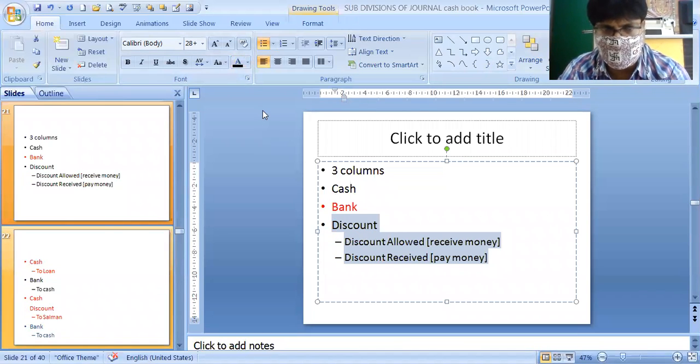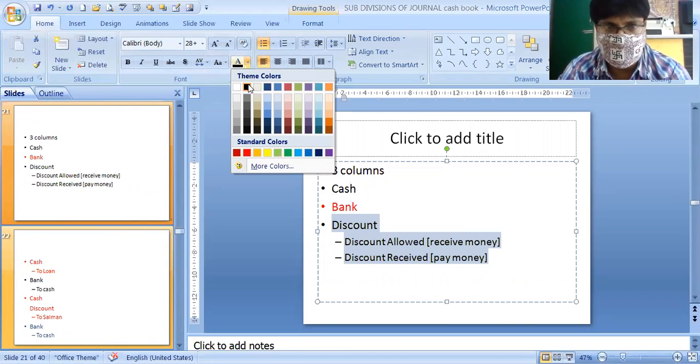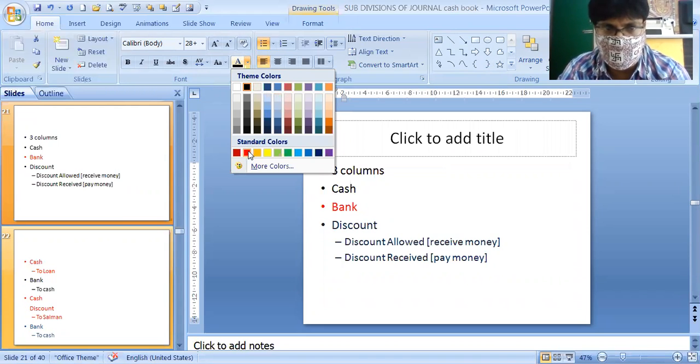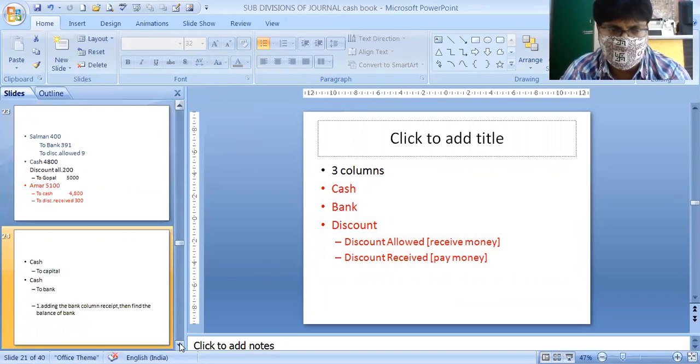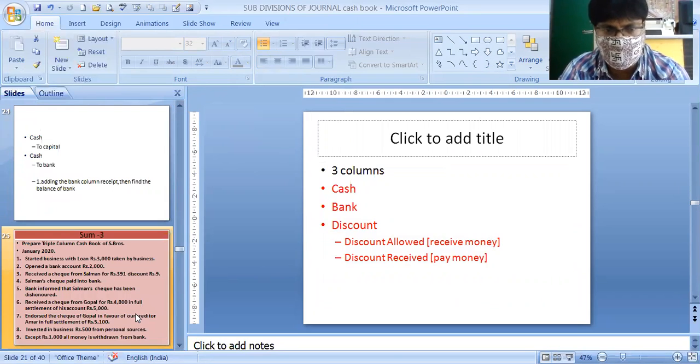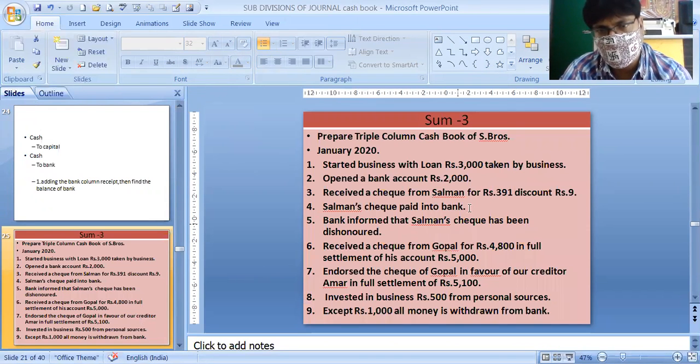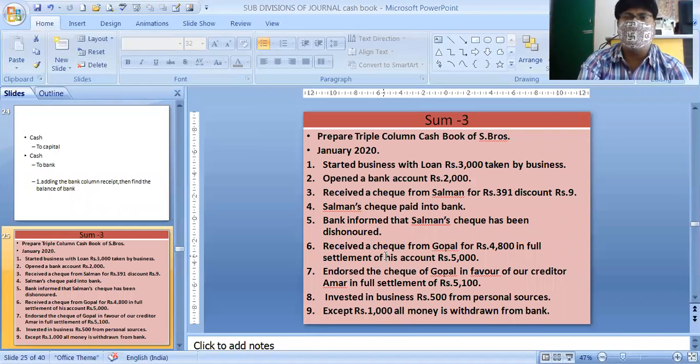This discount column can be discount received column and discount paid column. Cash, bank, and discount. These three are the columns. Discount allowed, when we receive the money, we allow discount. It comes in the left hand side, debit side, and discount received comes in the credit side or payment side, because we receive discount when we make the payment. Doing one sum, we will be able to understand this cash, bank, and discount column cash book. That is triple column cash book.